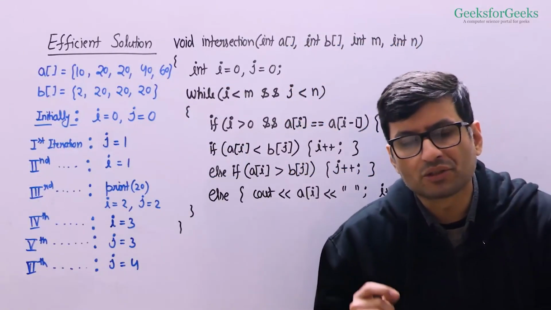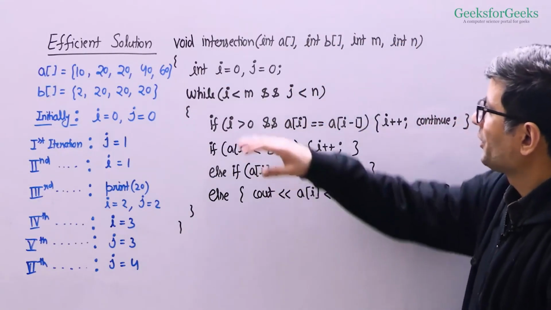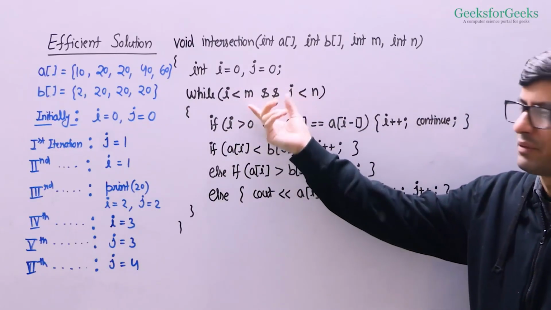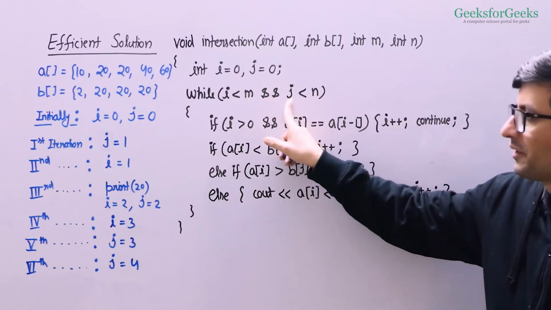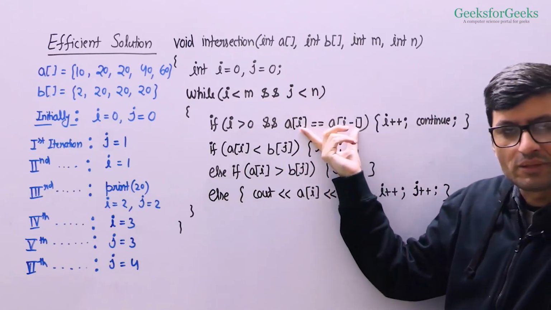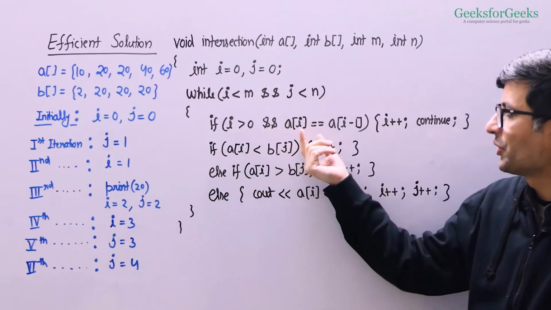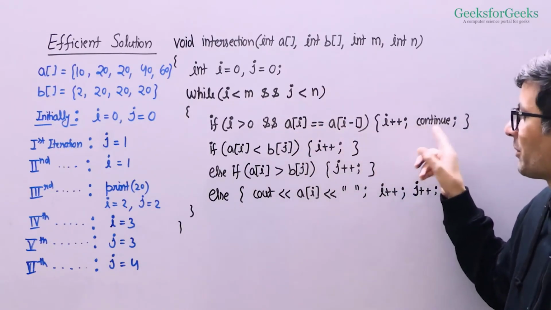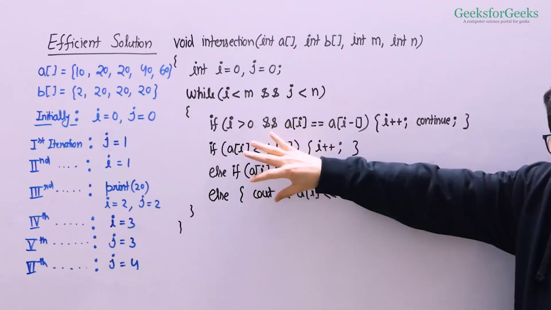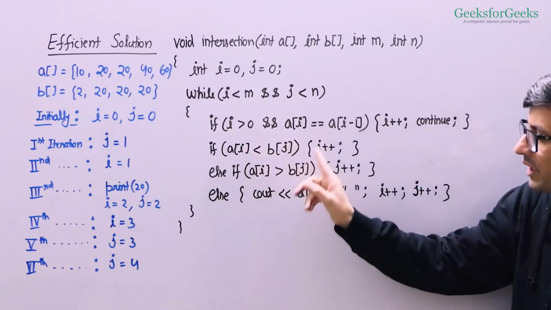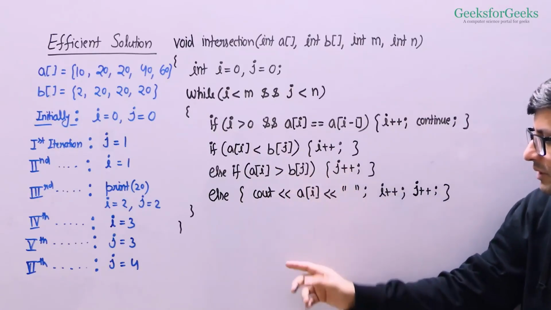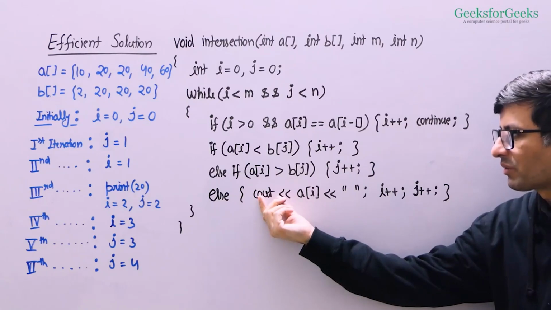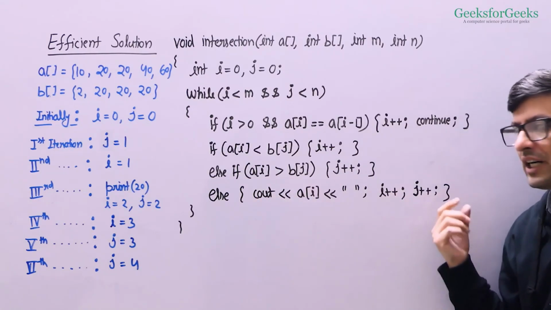Here is the implementation of the efficient approach. We have i and j initialized as 0. We are running a merge type of loop, i smaller than m and j smaller than n. Inside this loop, we have the same condition as the naive solution. If i is greater than 0 and array[i] is the same as array[i minus 1], the previous element, we do i plus plus and continue. And these three conditions I just discussed. If ai is smaller, do i plus plus. If bj is smaller, do j plus plus. If they are the same, then print the current element. In Java, you can use System.out.print and increment both i and j.